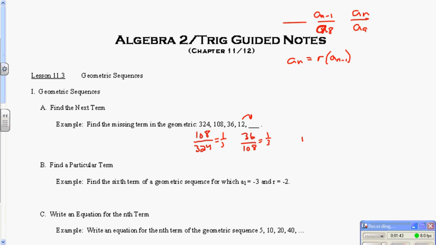Now once you know that your ratio is 1/3, you'll use it and take it times the last term you have, 12, to get the next one. And that would be 4.